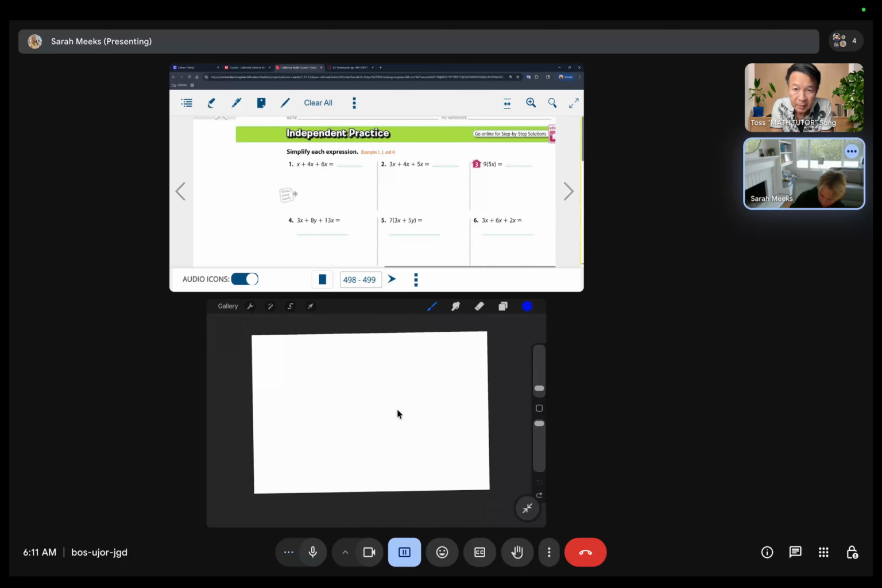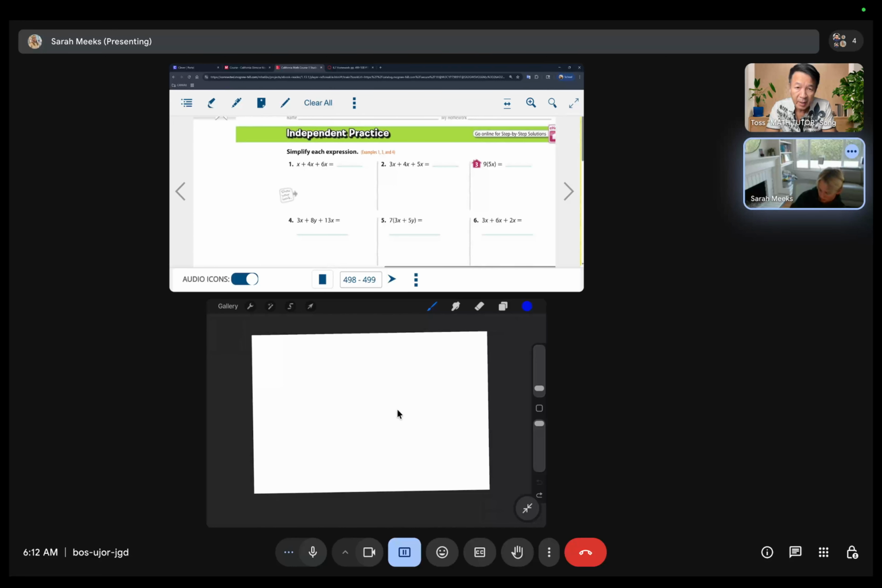Okay, number two, you can see that they're all like terms. So 3 plus 4 is 7, 7 plus 5, that's 12. So 12x. Okay, cool.